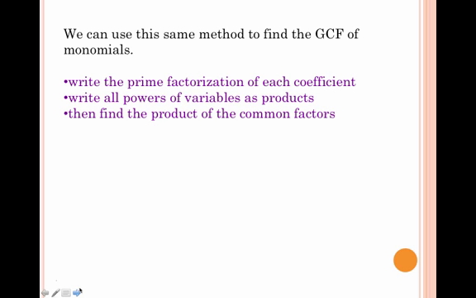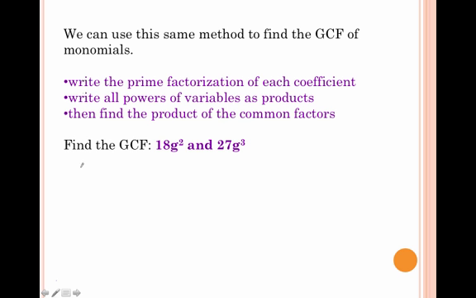Okay, what we've all been waiting for, we're going to apply this method to monomials. All right, so we are going to write the prime factorization of each of the coefficients. Then we're going to write all the powers and the variables, and then we're going to find the product of the common factors. So we're going to start this with an example, finding the greatest common factor of 18g squared and 27g cubed.